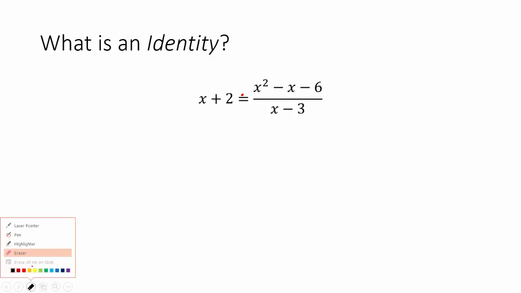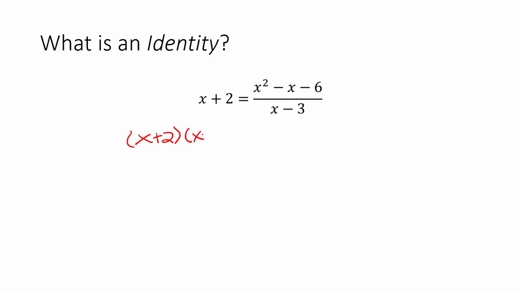One thing I could have done here is say, well, you know what, I'm going to take the right-hand side, and I'm going to multiply the right-hand side by x minus 3 over x minus 3. Perfectly allowable, because x minus 3 over x minus 3 is 1, and if I multiply x plus 2 by 1, that really just gives me x plus 2.